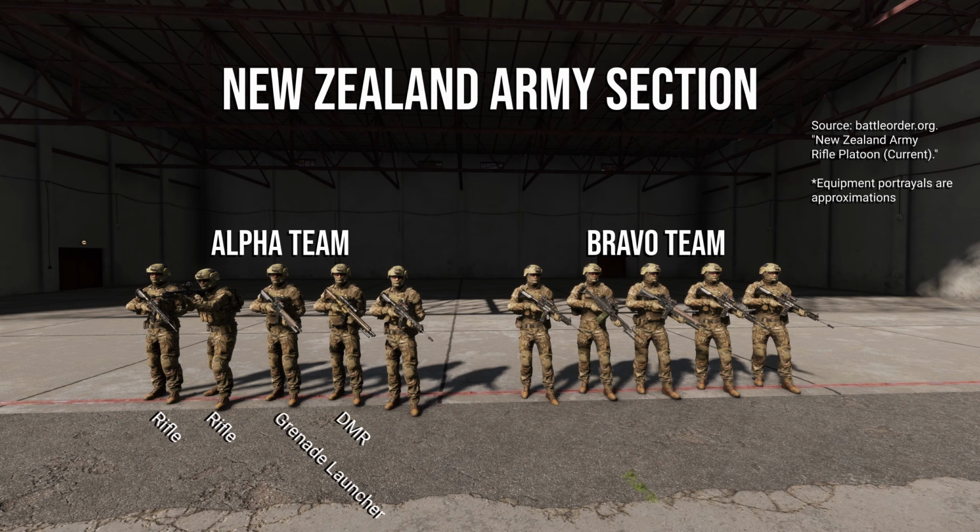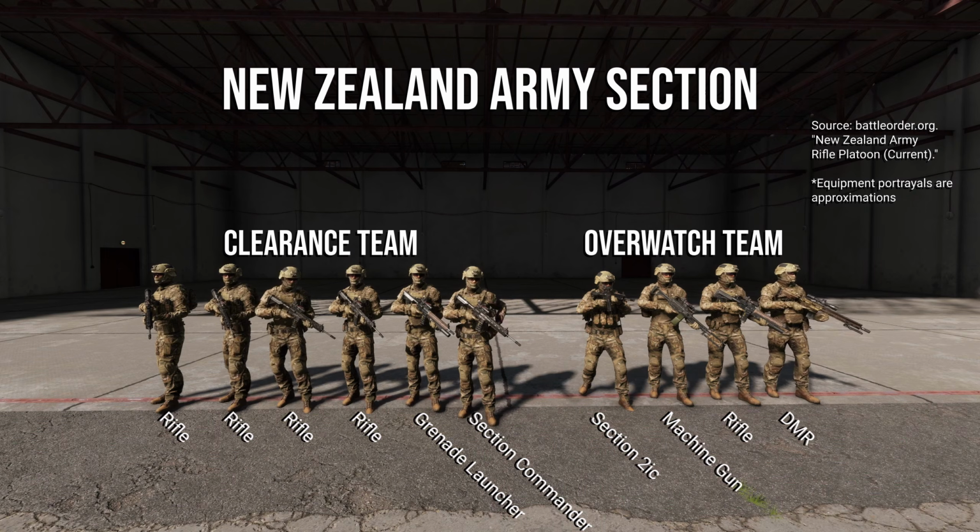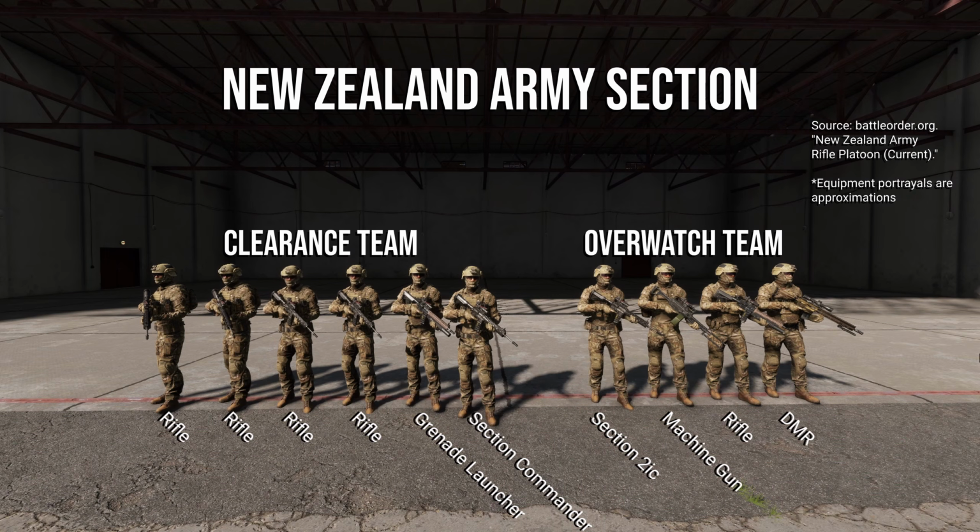The New Zealand rifle section has 2 5-man teams, one of which includes a marksman equipped with an LMT-308 MWS chambered in 7.62, and the other a machine gunner armed with an FN Maximi chambered in 7.62. This baseline organization can be modified to a breach and clear configuration consisting of a 4-man Overwatch team and a 6-man clearance team.